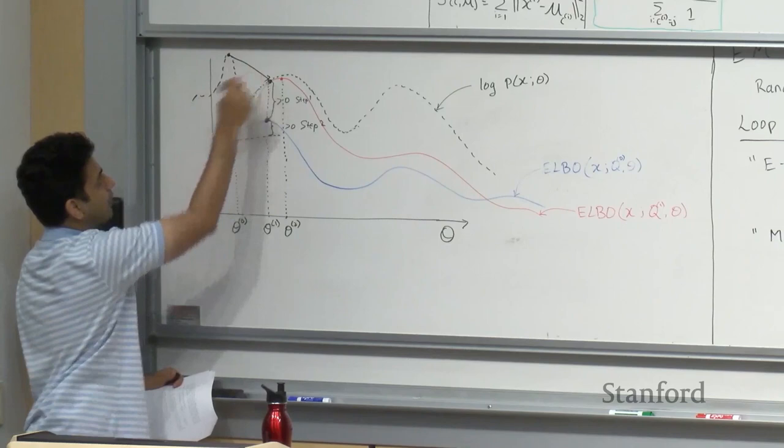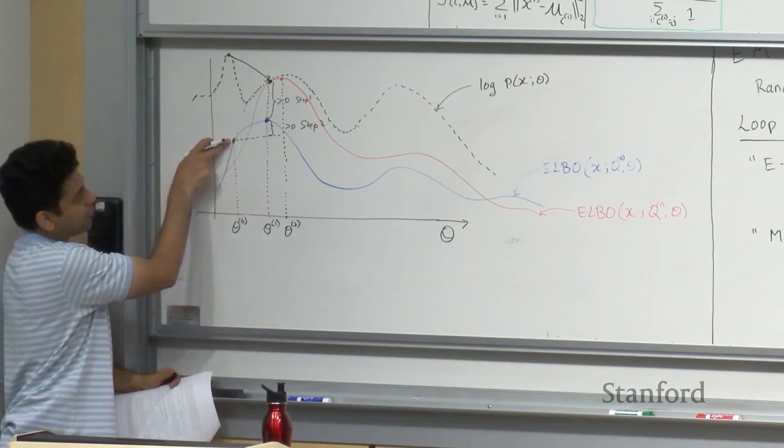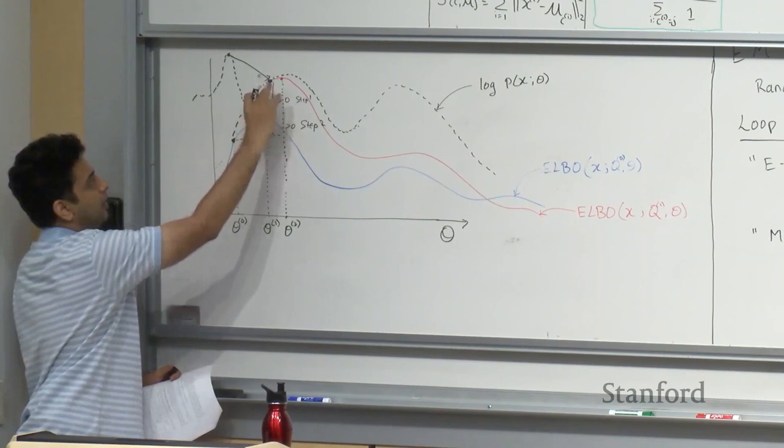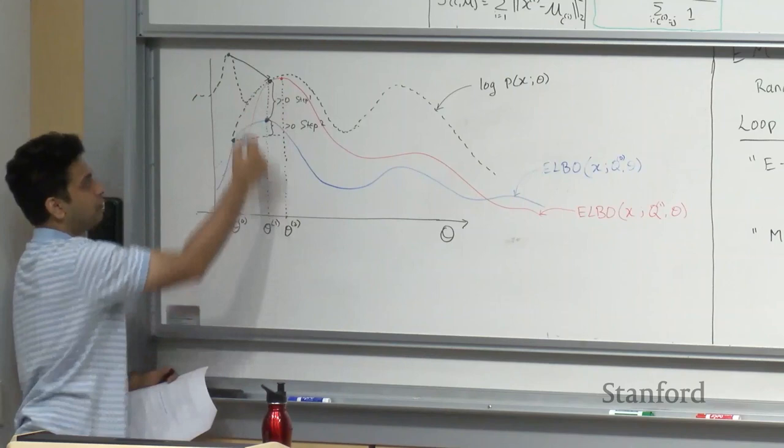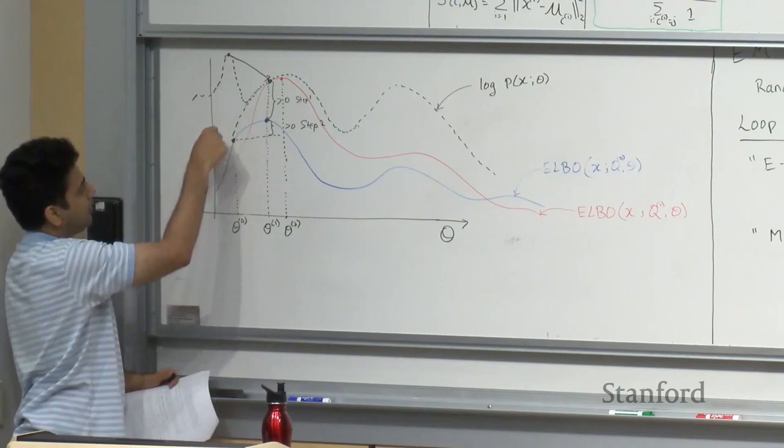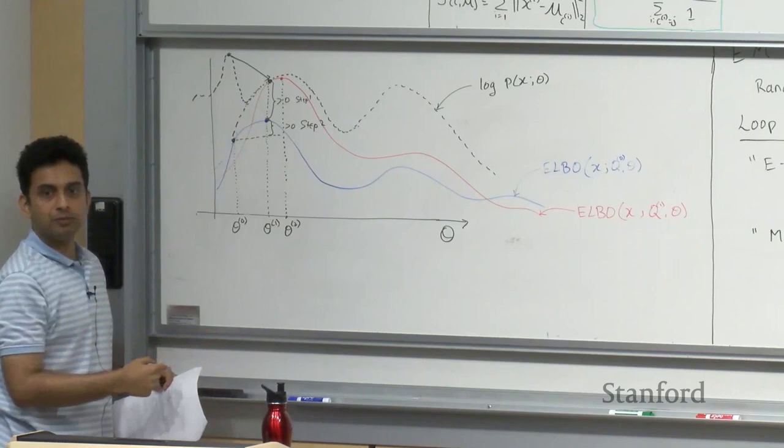Because this was tight at theta naught, the other two pieces of the proof allow us to connect L of theta 1 to be greater than L of theta 0. If this were not tight, then the likelihood at theta naught could have been much higher, and we may have actually gone worse in terms of optimizing our objective. Is that clear?